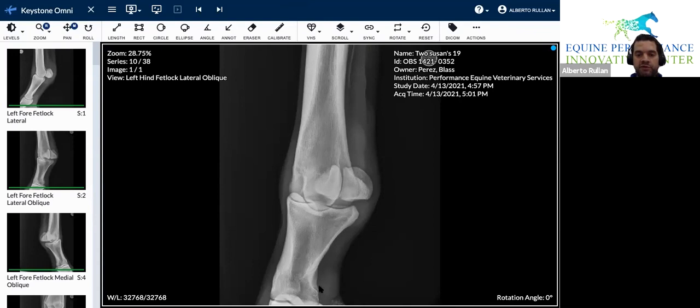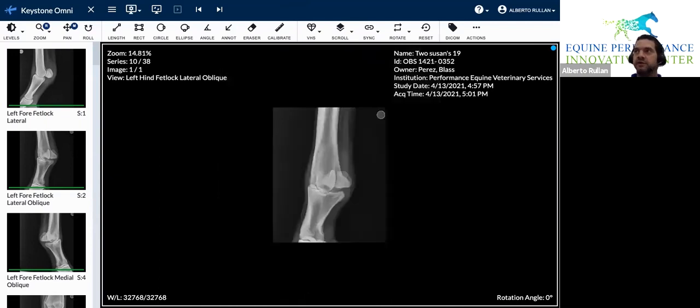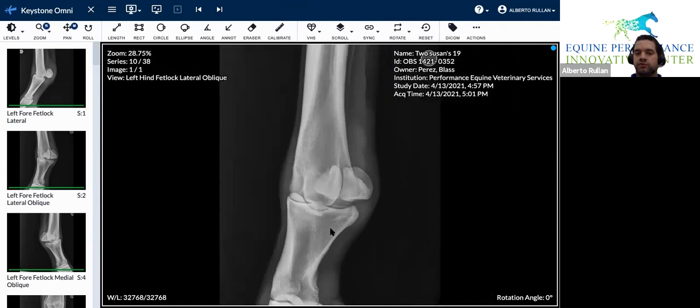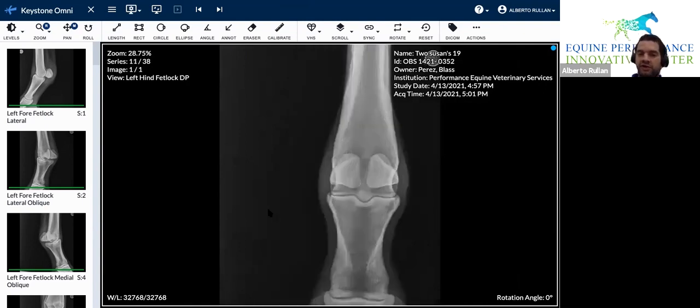P1, palmar P1, distal P1, condyle of P1, where you can get a cyst over here. Ooh, what did I do? All right, distal condyle of P1, both condyles, you can get cysts on both of them. And obviously you can get fractures. Now, the DP view of the fetlock, same thing again. MC3 all the way down.